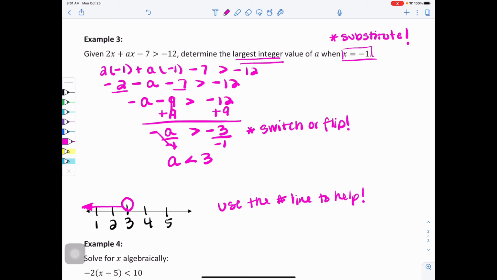So now when they ask me to find the largest integer value, I can't choose 3 because 3 is not included. So the next largest one out of this problem is going to be 2. So my answer is 2. That's the largest integer value of a when x is -1.